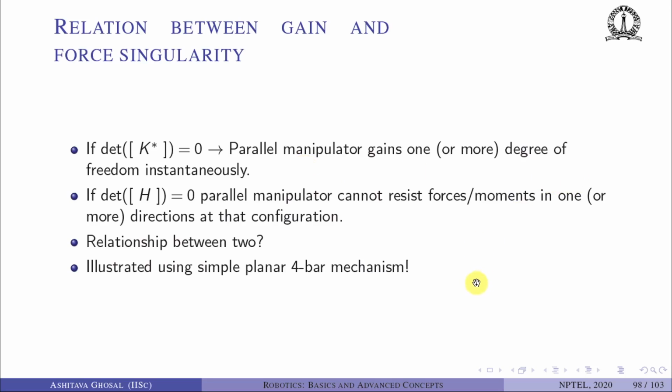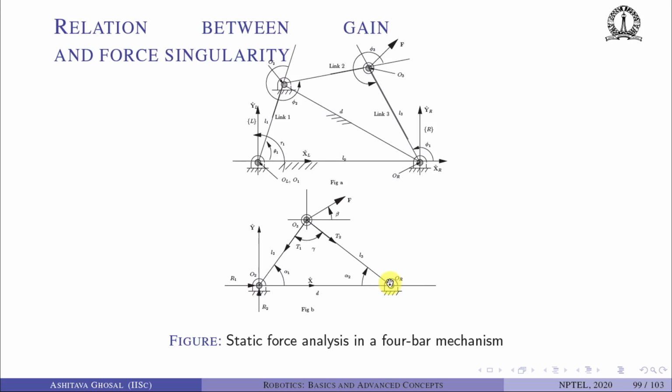Okay, so what I will do is illustrate what is happening in these two cases by using a simple 4-bar mechanism, because that can be worked out. So let's look at a 4-bar mechanism. We have this 4-bar mechanism, and there is a force acting at the third joint. So this is that vector F which is acting.